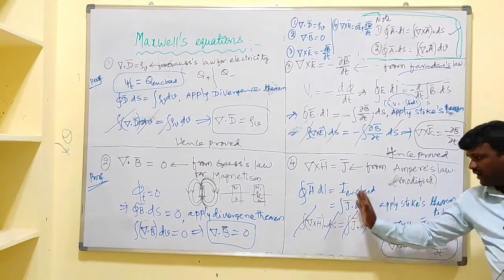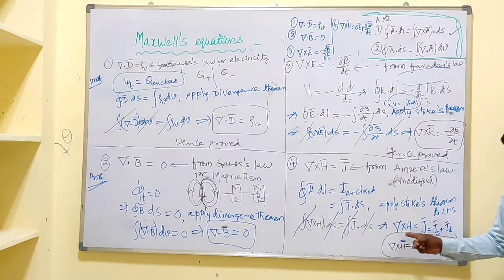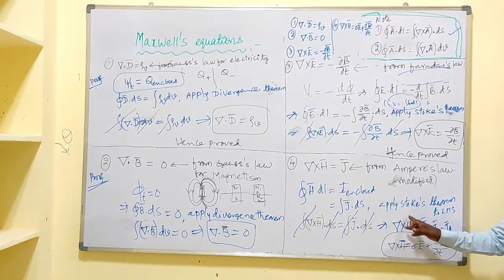And here I have what? On left hand side surface integral, on right hand side surface integral. Means what? Integrals are equal, therefore integrand should be equal. Finally we got del cross H equal to what?